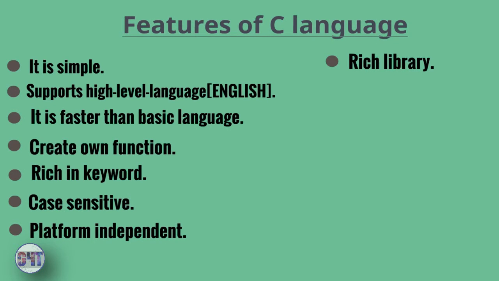Eighth, rich library. C provides a lot of inbuilt functions that make the development of C programs fast. Ninth, open source. The compiler or interpreter for C is openly available on the internet.